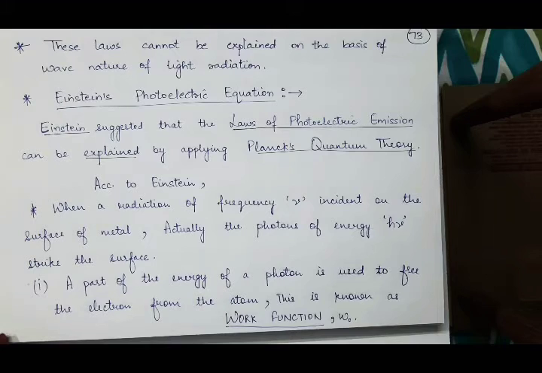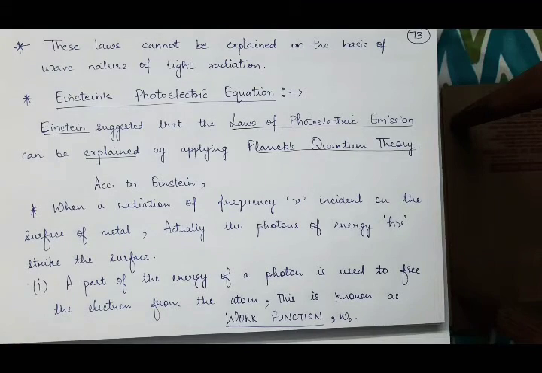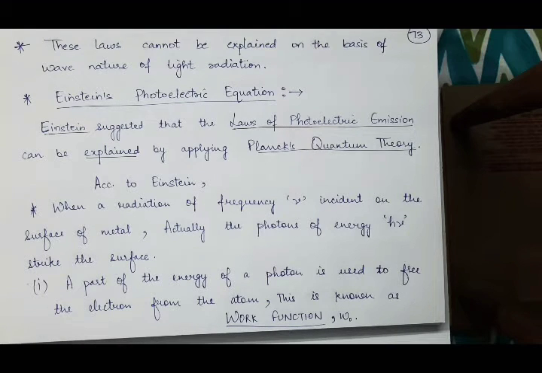After absorbing the photon, a part of its energy will be used to free the electron from the atom. If we consider a single photon, that single photon will be absorbed by the atom. Then, a part of the energy of the photon that the atom absorbed will be used to free the electron from that atom.